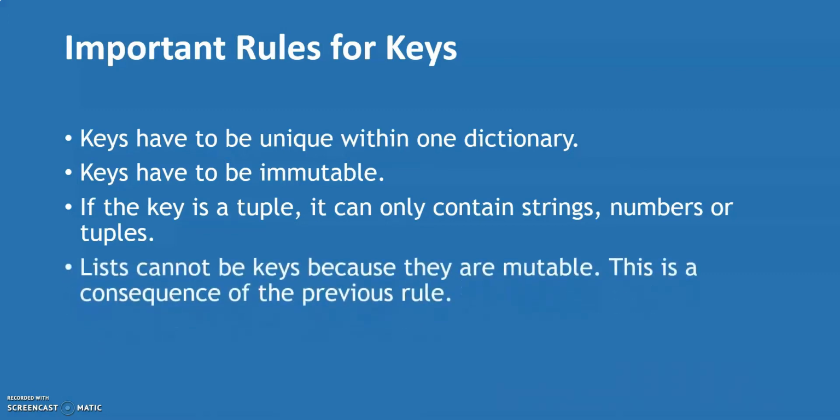Next, lists cannot be keys because they are mutable, and this is a consequence of the previous rule, because a tuple may contain mutable elements but a list won't work, since a list can be modified in any place by using an index. Next, a rule for values. Values have no specific rules. They can be either mutable or immutable, that doesn't matter. Next, we are going to see how to create a simple dictionary, and also we see methods in dictionary.